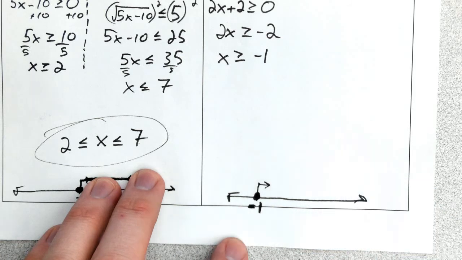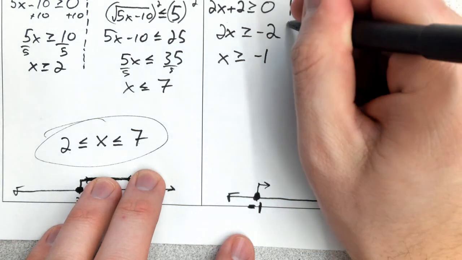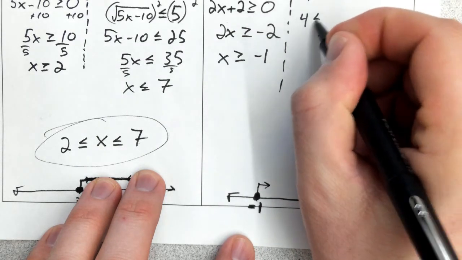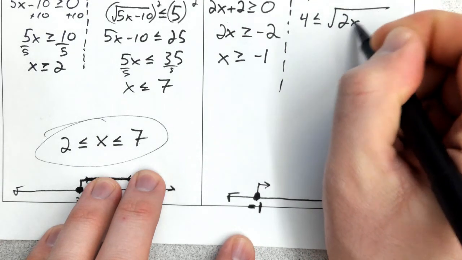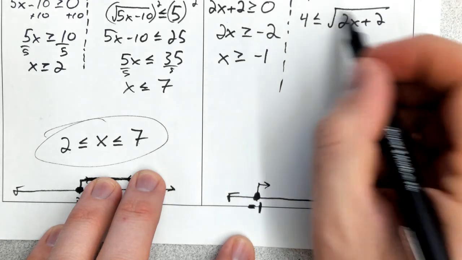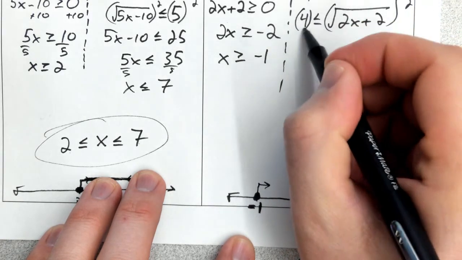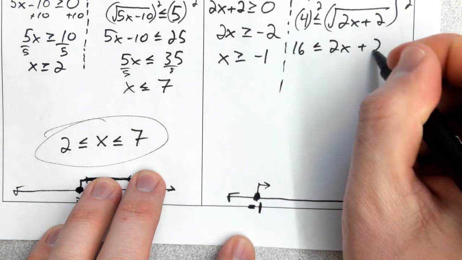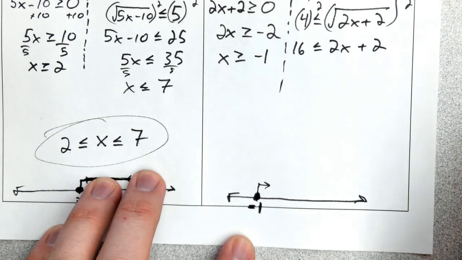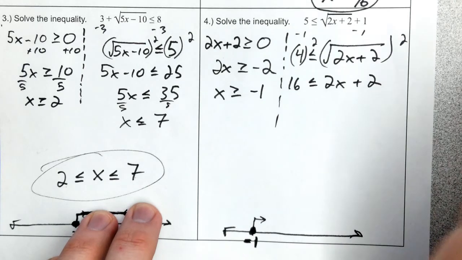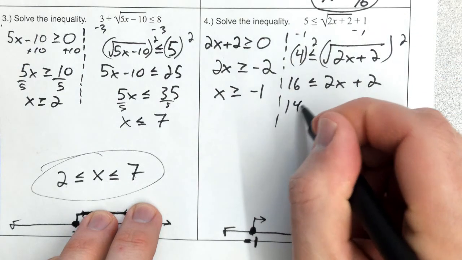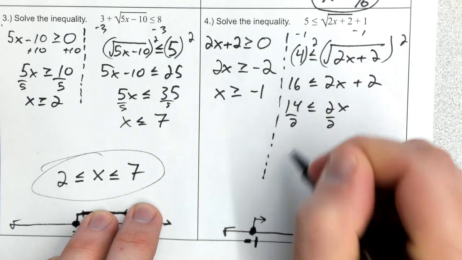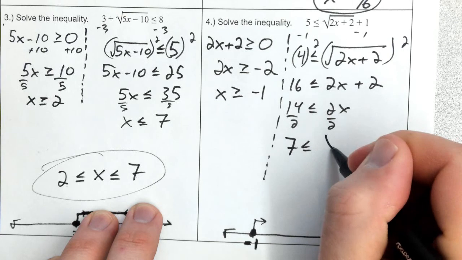Then I'm going to actually do the math, solve the inequality. So I'll subtract 1. I get 4 is less than or equal to the square root of 2x plus 2. Square both sides. So I get 16 is less than or equal to 2x plus 2. Then I'm going to subtract 2. So I get 14 is less than or equal to 2x. Divide by 2. I get 7 is less than or equal to x.